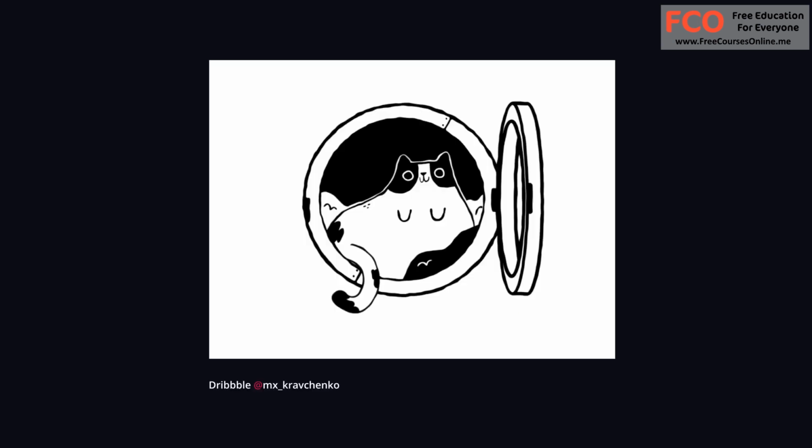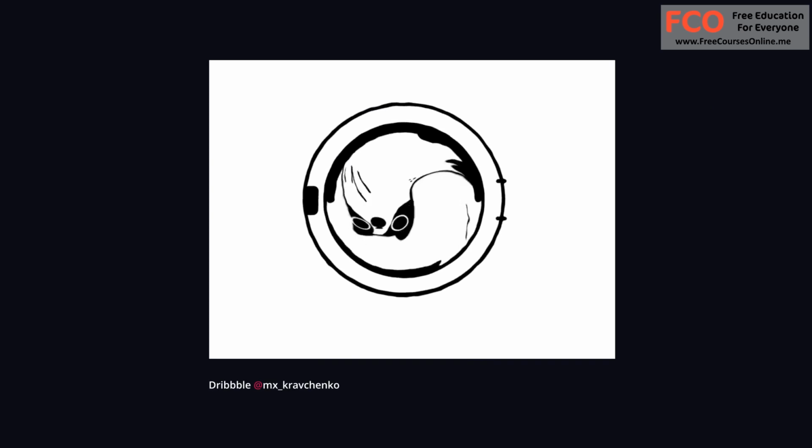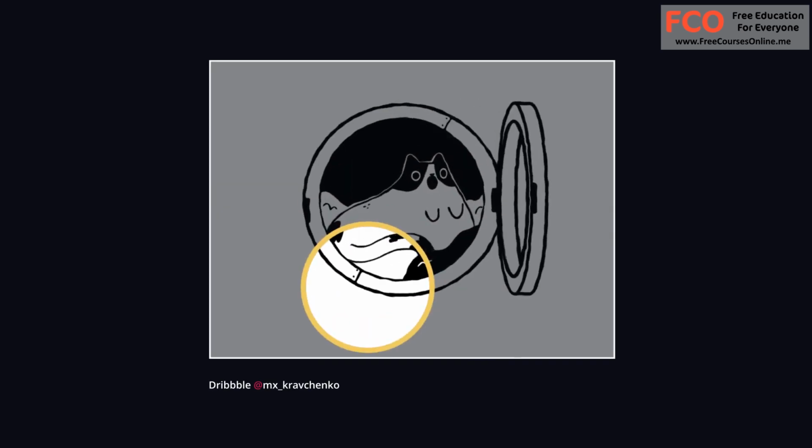You can observe overlapping action in the example of this animation. The cat's tail begins its movement at the base, and its tip moves with a delay.